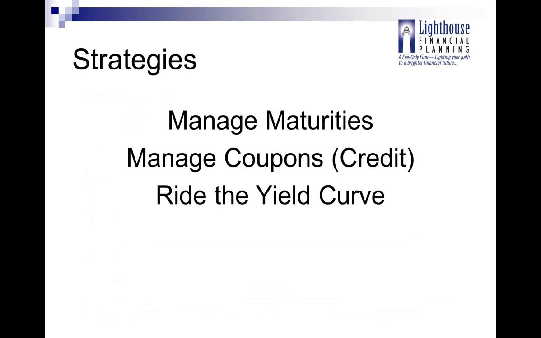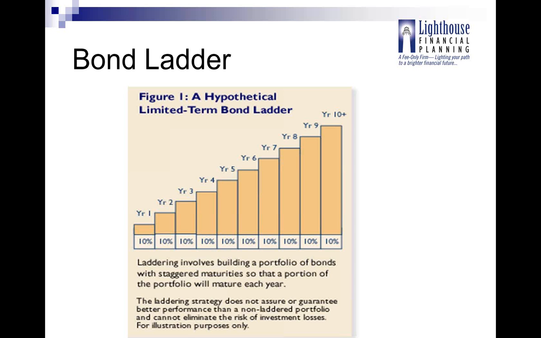The third strategy is that we ride the yield curve. We manage where we are on the yield curve. I want to talk about another strategy now for bonds, and that's what's called a bond ladder.